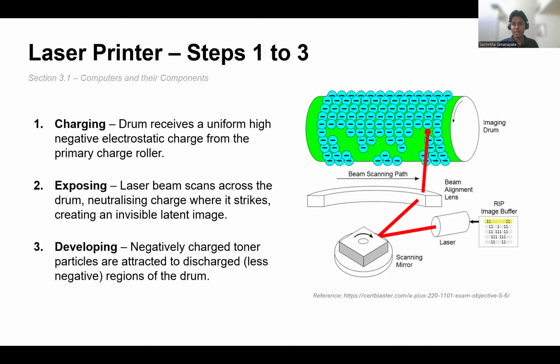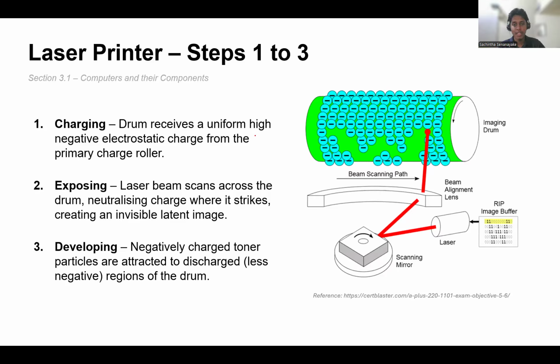To start off with laser printers, how do laser printers work? I'm going to describe to you guys how laser printers work in 6 main steps. We'll first look at the first 3 steps. A laser printer is essentially made up of a drum that rotates inside the printer, right? And this drum, on initial rotation, gets charged using what we like to call a uniform high negative electrostatic charge, right? So that's the very first thing that happens.